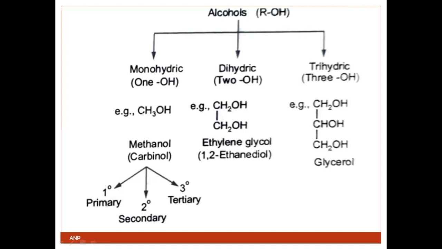So alcohols are classified as monohydric alcohols, dihydric alcohols, and trihydric alcohols. Monohydric 1 OH, dihydric 2 OH, and trihydric 3 OH. Example of monohydric alcohol is methanol, dihydric alcohol is ethylene glycol, and trihydric alcohol is glycerol. Methanol is also called carbinol. And again, monohydric alcohols are classified into three types: primary, secondary, and tertiary alcohols, respectively.